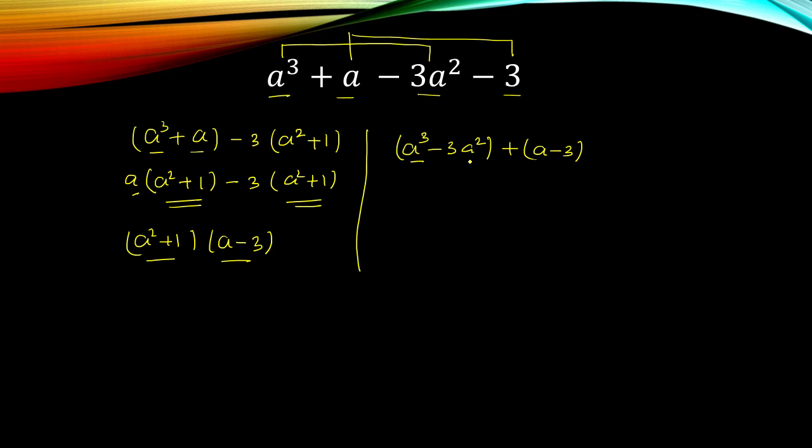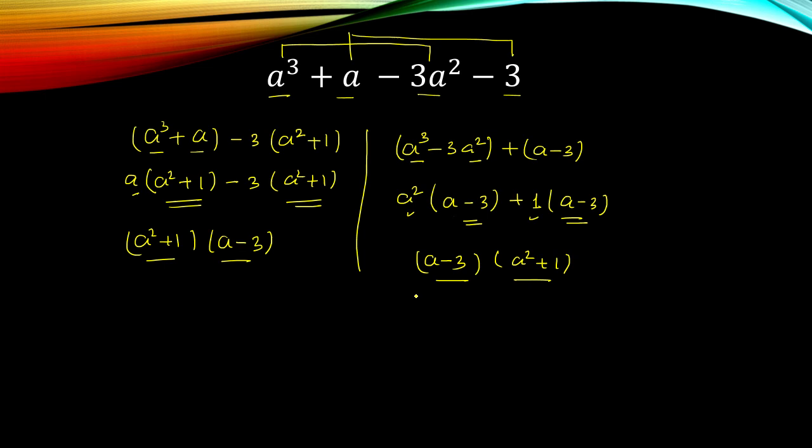Now if we take common a square from the first group, a minus 3 remains inside. If we take common 1 from the second group, a minus 3 remains inside. So a minus 3 is the first factor. Now the remaining terms, a square plus 1, create the second factor.